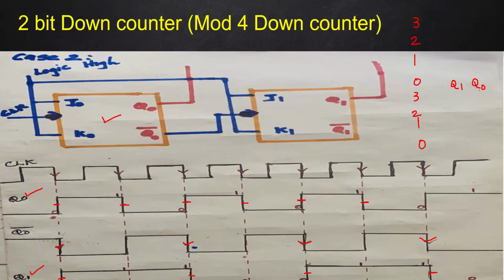In the first clock pulse, Q1 is 0, Q0 is 0. See, initially it is full of 0. Initially both are 0, right? Initially both are 0. It is cleared or preset to 0. And in the next external clock pulse, during this clock time, Q0 is high, Q0 is high, see Q1 also high.